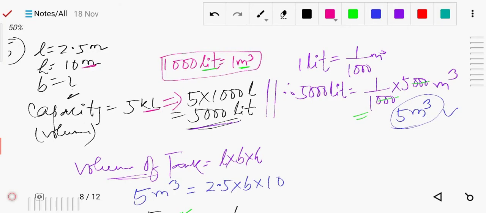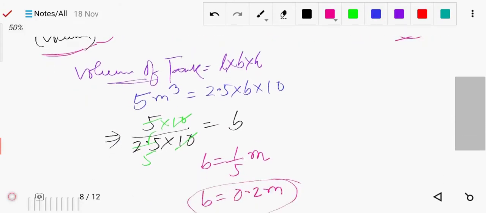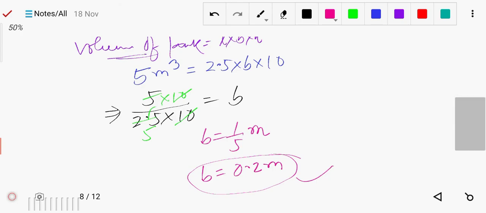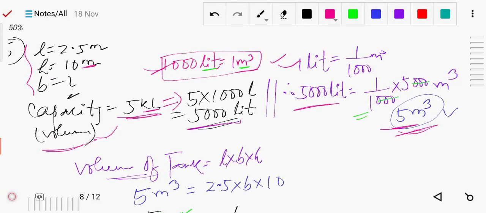Once again, you can see this question. These are the given data. Capacity is given in kiloliter, which is nothing but volume. We converted it into liter, so it is now 5000 liter. But the other units are in meter, so we have the relation: 1000 liter equals 1 meter cube. So 1 liter equals 1 by 1000 meter cube, and 5000 liter equals 1 by 1000 into 5000, which we solved to get 5 meter cube. That value we put in the formula L into B into H, then we solve and get B equals 0.2 meter. So that's your solution.